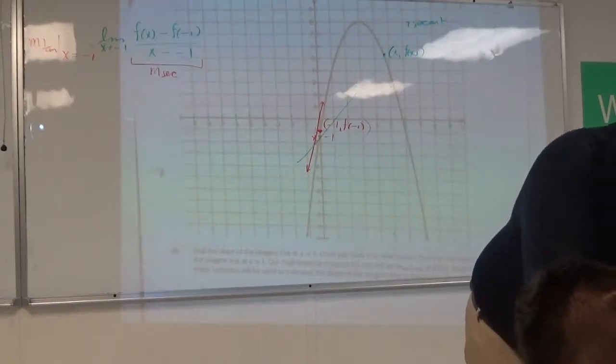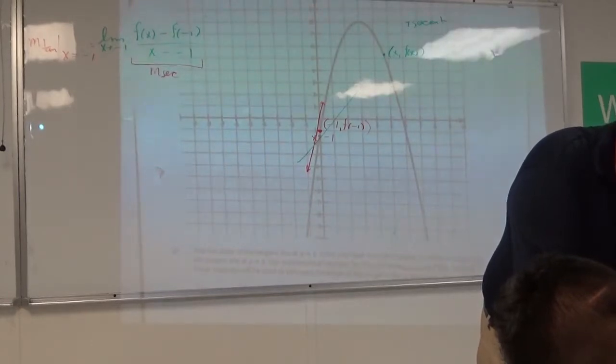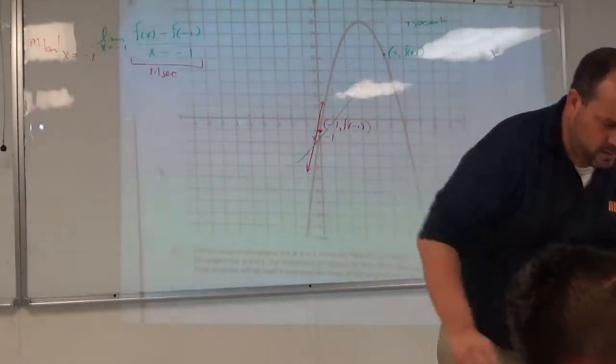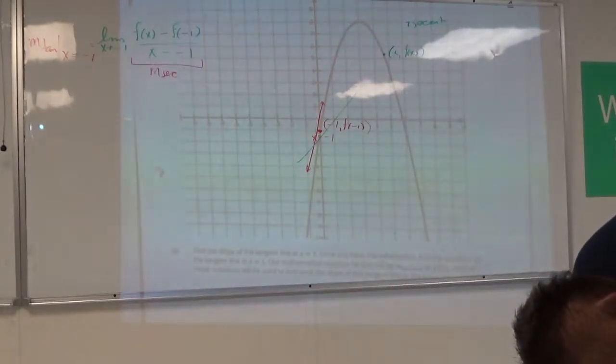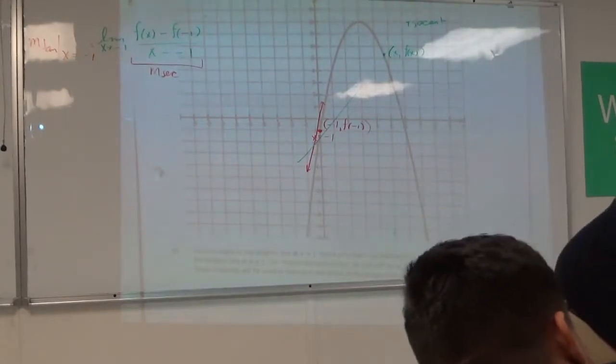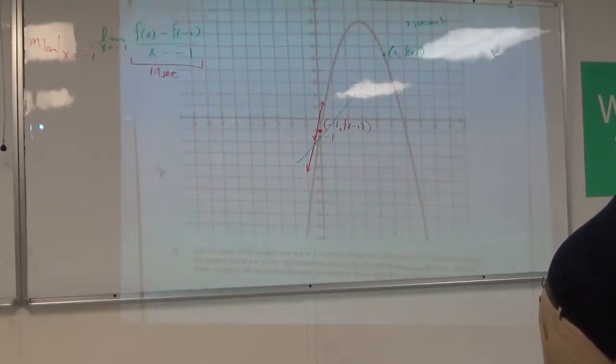Which point are you in? X equals 2. So that means the coordinates here are 2, comma, f of 2. So your setup is, if I read it, what you're looking for is the slope of the tangent line at x equals 2. So it's f of x minus f of 2 over x minus 2. So all of those need to match.